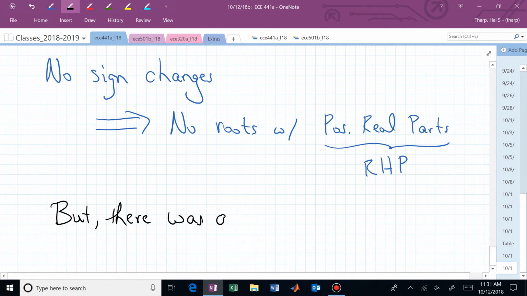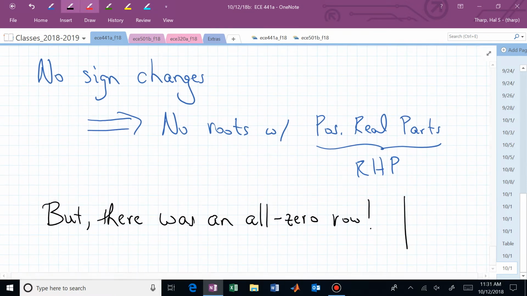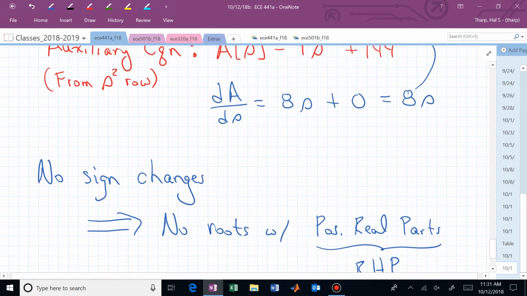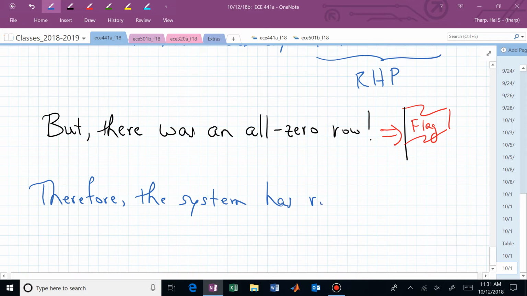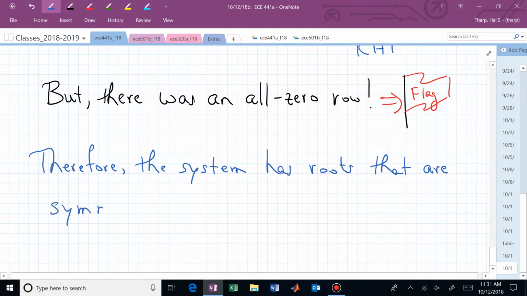But there was an all 0 row in the construction. Remember, the s1 row was 0, and that now tells me that I actually have a flag that I need to keep track of. I now had an all 0 row, and that raises a flag. So now I know that because of that all 0 row, the system, that polynomial that I started with, has roots that are symmetric with respect to the origin.